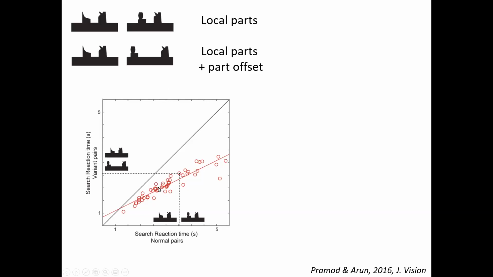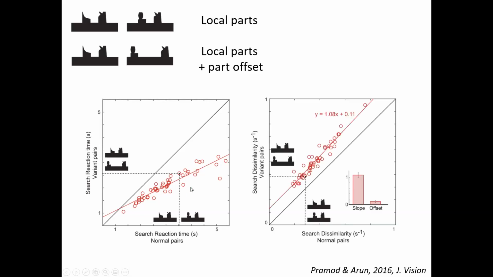Okay, and so obviously the case where there are more differences should be faster, but if you plot this in terms of the reciprocal of reaction time or the search dissimilarity, you get a very nice, neat, constant offset. So what does that mean?